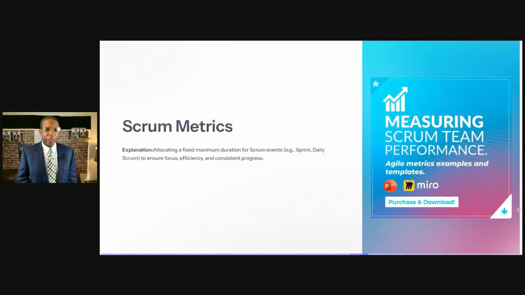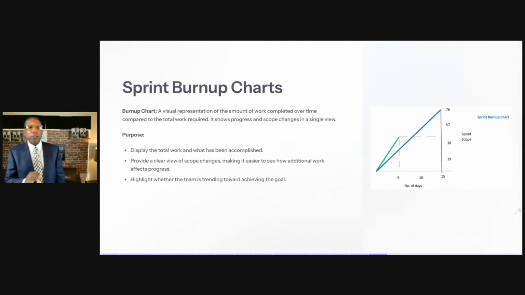Scrum metrics. Now, what does that mean? That basically means having different metrics to see how we're performing. So let's look at the sprint burn-up chart. What is a burn-up chart? It is a visual representation of the amount of work completed over time compared to the total work required. It shows progress and scope change in a single view.